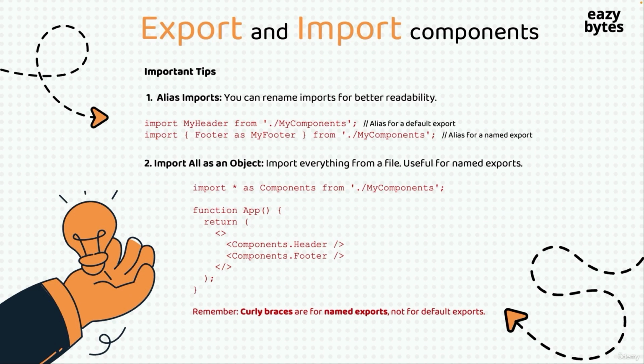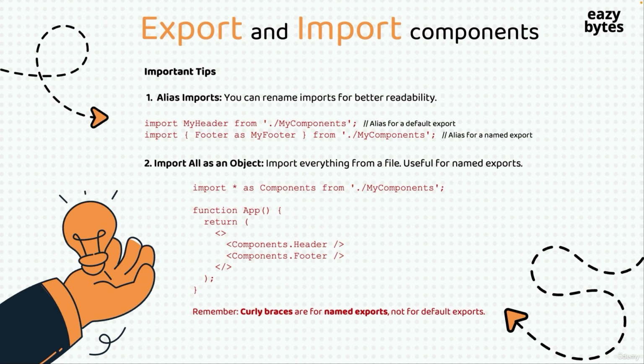We can also import all components or all functions as an object. For example, here, by using this syntax asterisk as components, I'm trying to import all the functions or functional components inside this file into this object with the name components. At a later point of time inside my code, I can use components.header, components.footer. This is another style that you can also use if you have too many components inside your file.